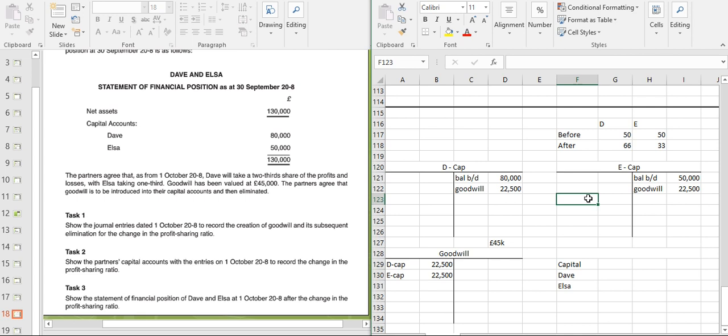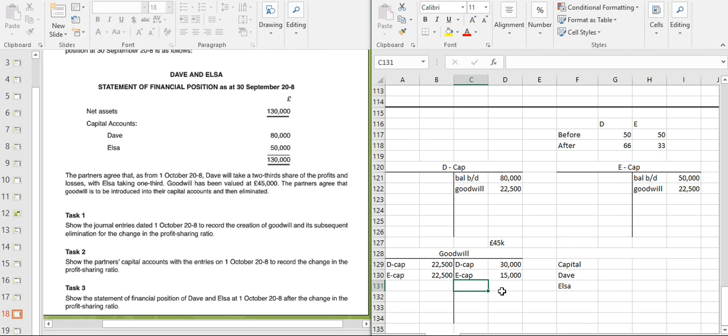Okay. Let us eliminate goodwill. So we've got 45, 66, 33, i.e. 2/3 and 1/3. So 45 divided by 3 is 15. So we've got 30 and 15 split. Okay, so I've got 30 and 30 is going to Dave. So D cap and E capital.